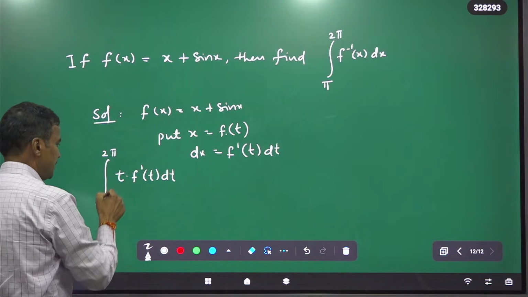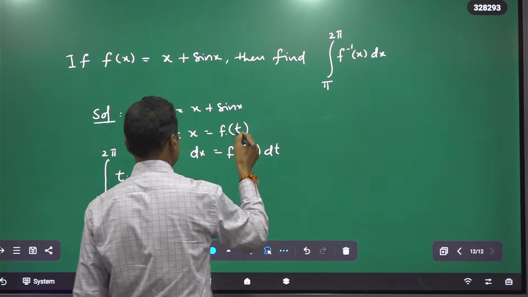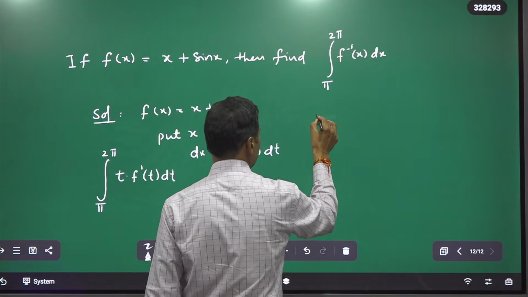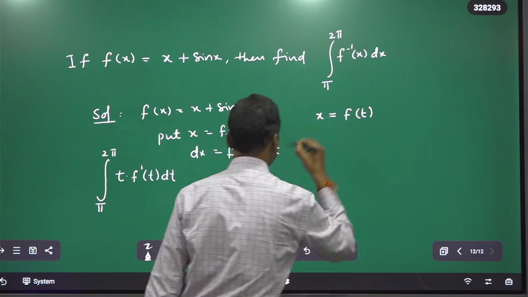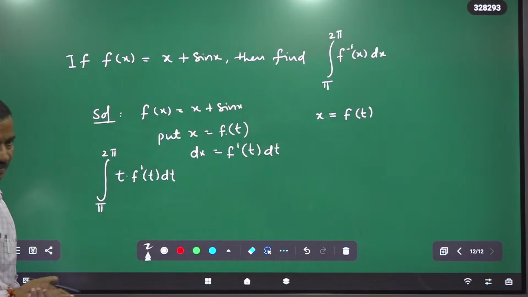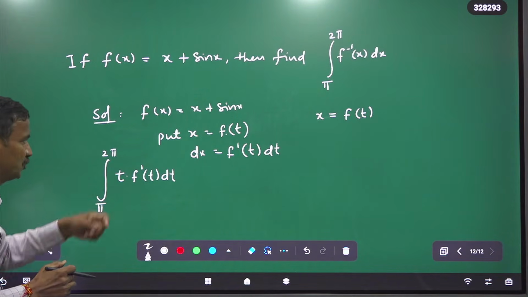So the limits will be the same, pi to 2 pi, because here we are substituting x is equal to f of t. This is the substitution. Then what are the limits here? How did you get this pi and 2 pi?